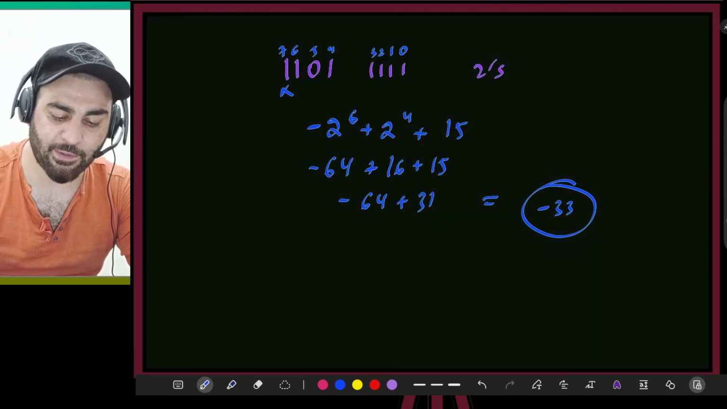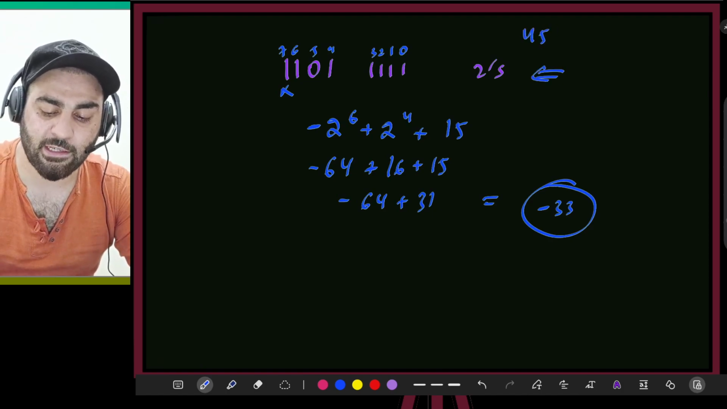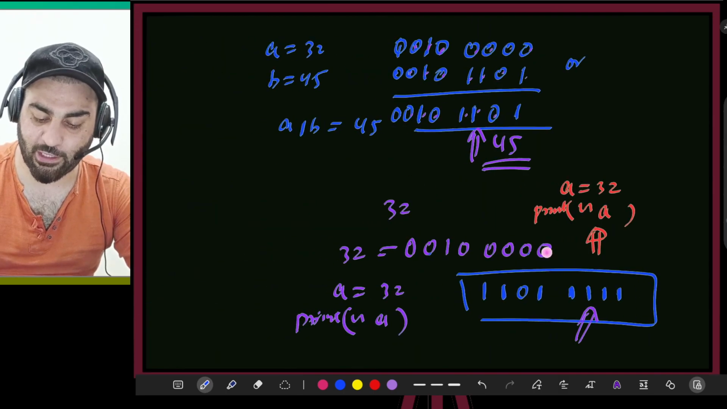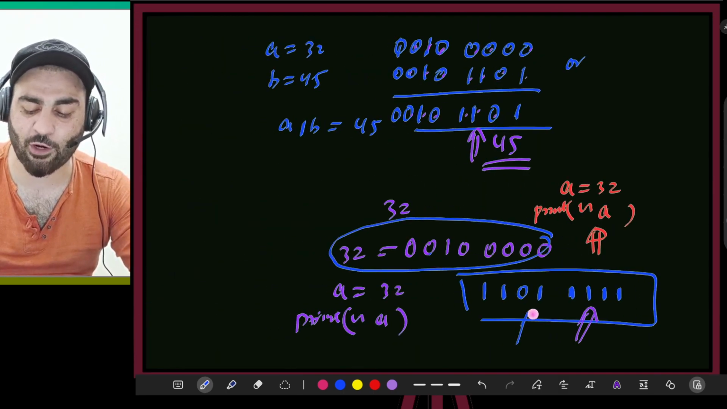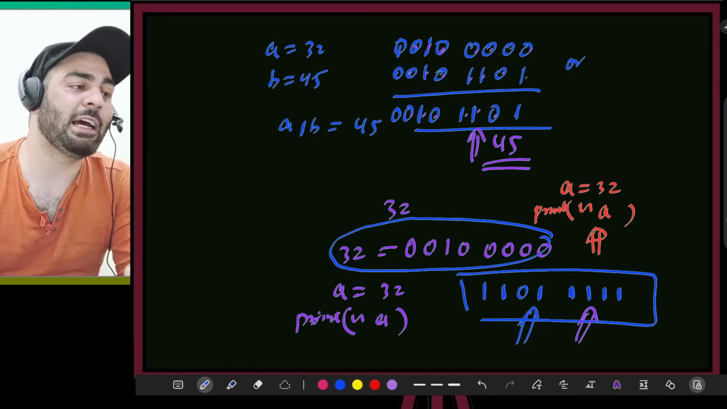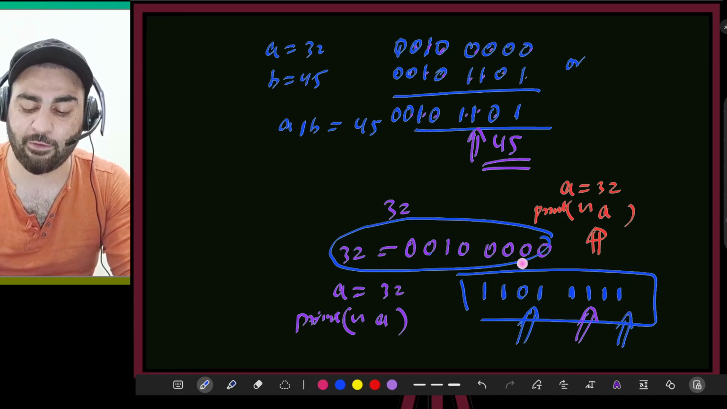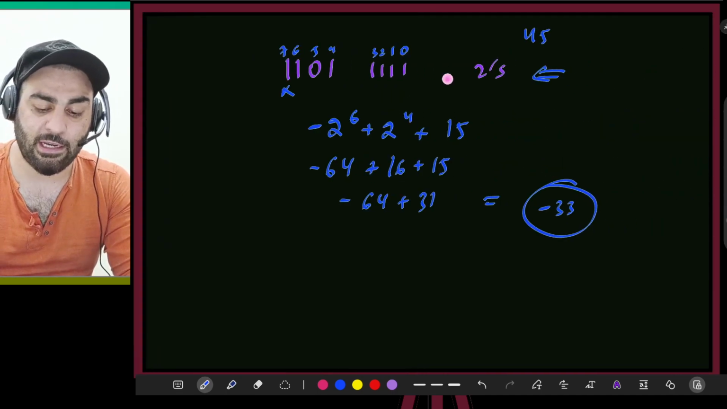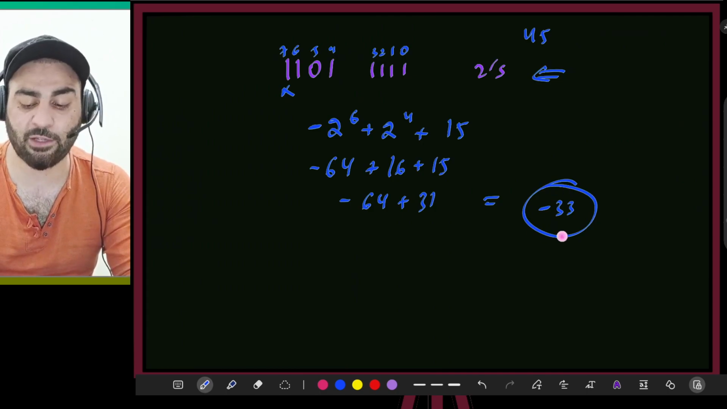This was my representation of the number because I flipped the bits. This was my 32. This is the representation of 32. So when I flipped the bits, this is what it got flipped to. But I know that the computer represents the number in 2's complement. Computer will read it as 2's complement. So in 2's complement, this number is minus 33. That's why minus 33 was printed on the screen.